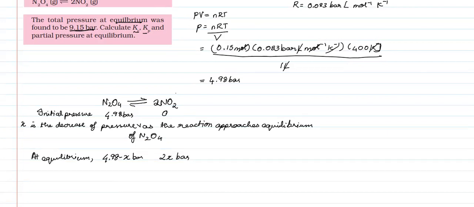Remember, we've been given the total pressure at equilibrium. So the total pressure, P total, will be equal to P of N2O4 plus P of NO2, right? Which is 9.15 equals 4.98 minus X plus 2X.